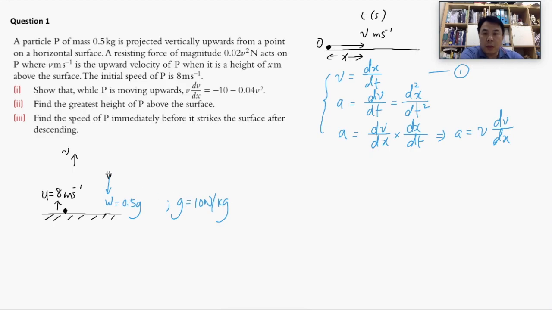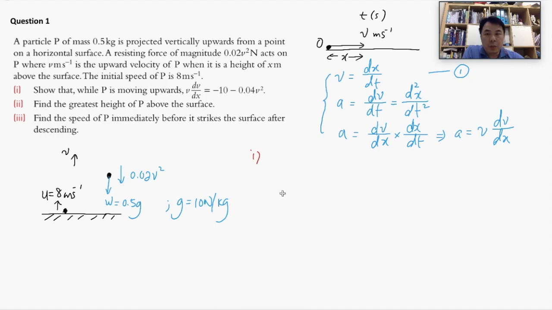At the same time as the object moves vertically upward, there is a resistive force of 0.02 v squared acting on the object. Those are all the forces acting on the object at this point in time. Now we fully understand the mechanics behind this problem, and we are ready to solve question number 1. Let's look at question 1.